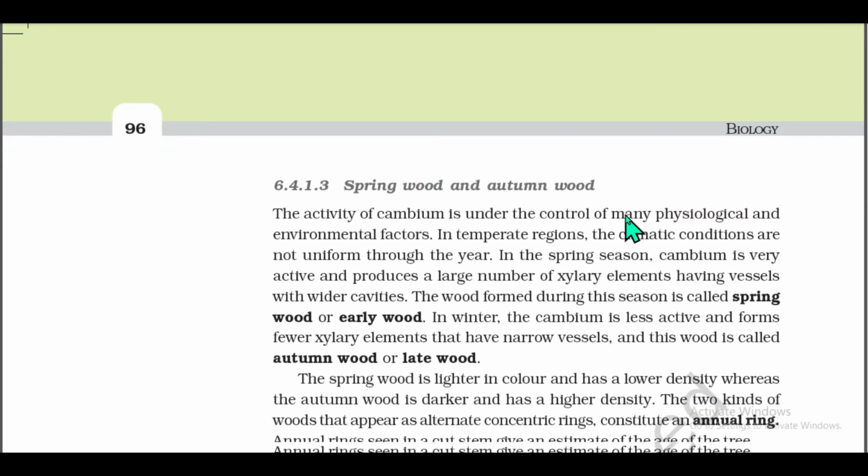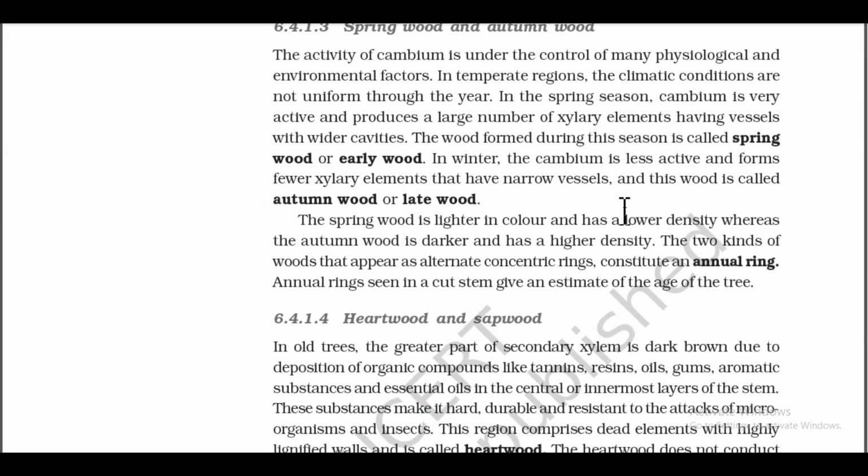6.4.1.3 Spring wood and autumn wood. The activity of cambium is under the control of many physiological and environmental factors. In temperate regions, the climatic conditions are not uniform through the year. In the spring season, cambium is very active and produces a large number of xylem elements having vessels with wider cavities. The wood formed during this season is called spring wood or early wood.